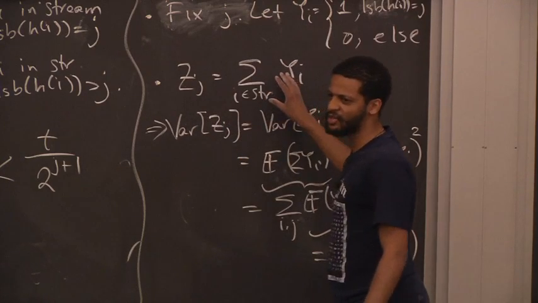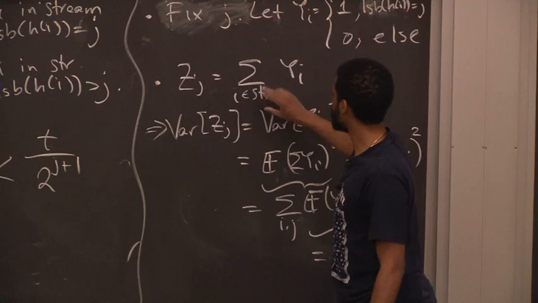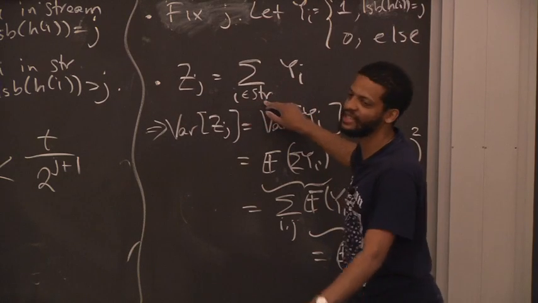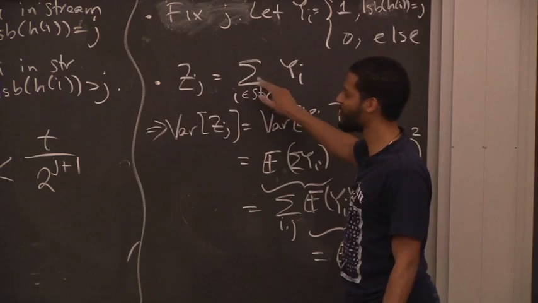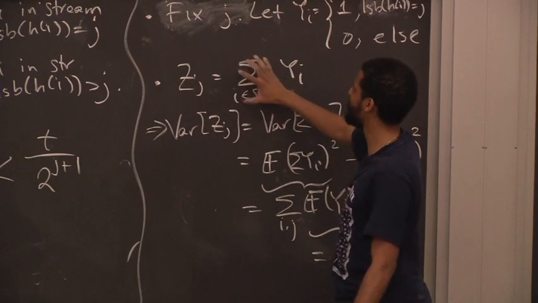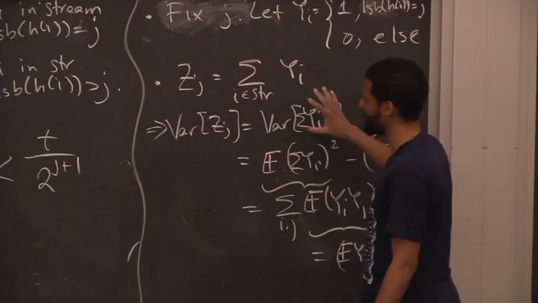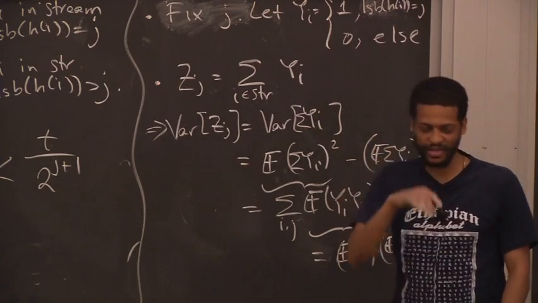Maybe, I don't know if this answers your question, but what I'm saying is zj is the sum over I of the distinct i's in the stream. I'm summing over the distinct i's in the stream. There are t things in this sum. This is the sum of t things, yeah. Sorry if that was confusing.